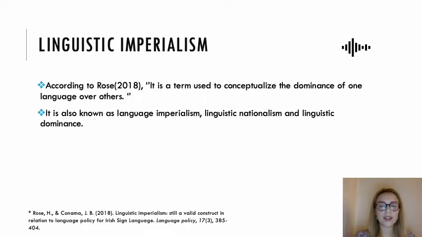According to Rhodes, linguistic imperialism is a term used to conceptualize the dominance of one language over others. It is also known as linguistic nationalism, linguistic dominance, and language imperialism. So, to understand the existence of language imperialism, we should go back in history and show the methods of spreading English.